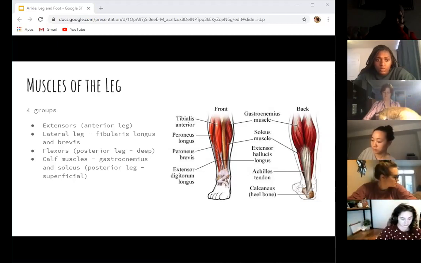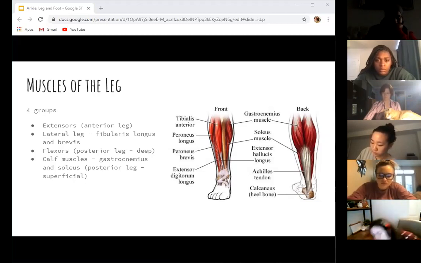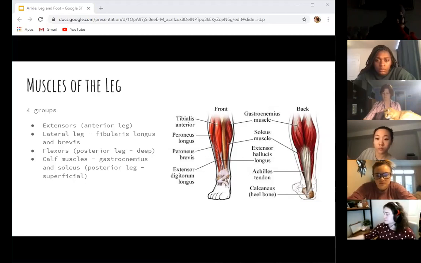And then you have two different posterior compartments. You have a deep compartment and you have a superficial compartment. So the deep compartment will primarily be the flexors of the leg, and the superficial compartment will be what's commonly referred to as your calf muscles. So your gastrocnemius and your soleus.